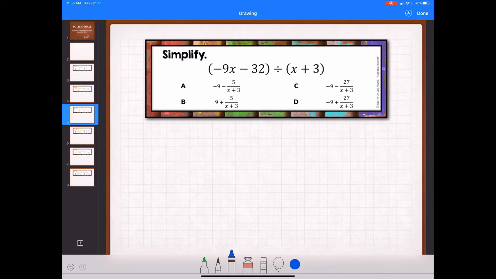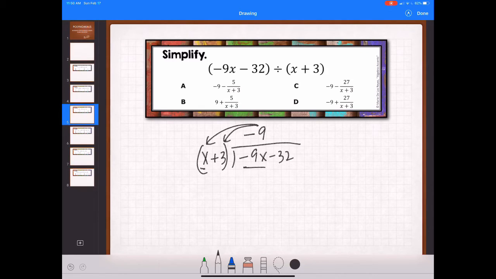All right, let's take a look at this example. The next couple examples will have remainders. Negative 9x minus 32 divided by x plus 3. So x compared to negative 9x, you need to multiply by negative 9. So negative 9, and you're basically distributing like this. So negative 9 times x is negative 9x. Negative 9 times 3 is negative 27. Opposite, opposite. That's going to give us negative 5.